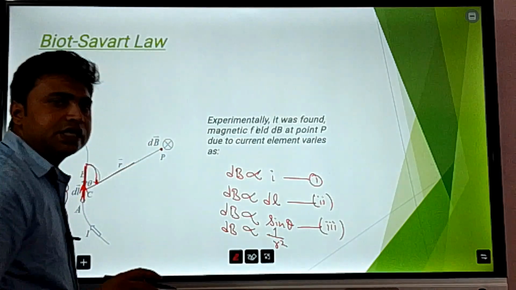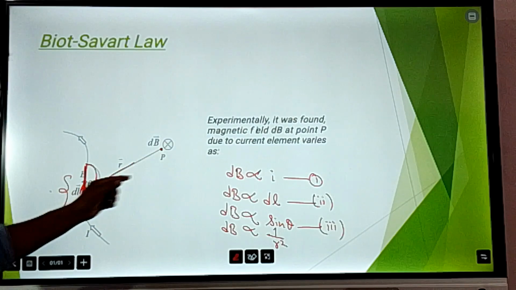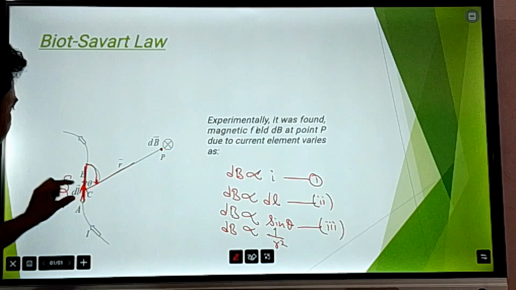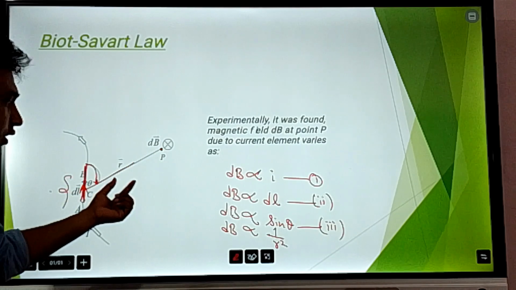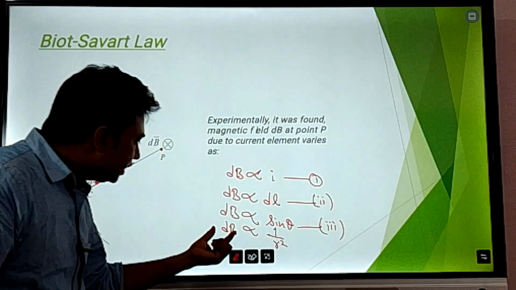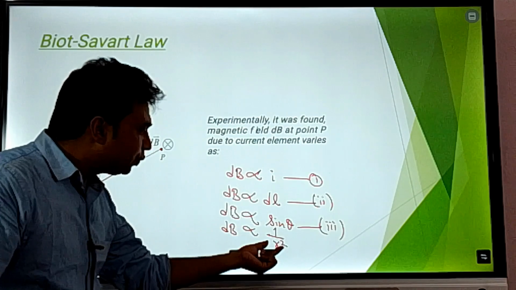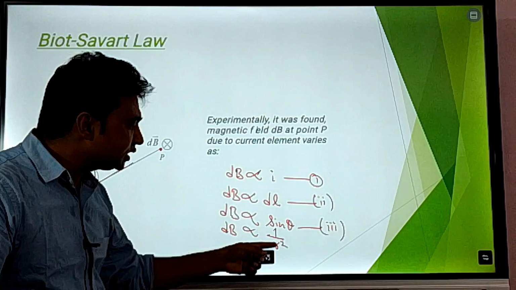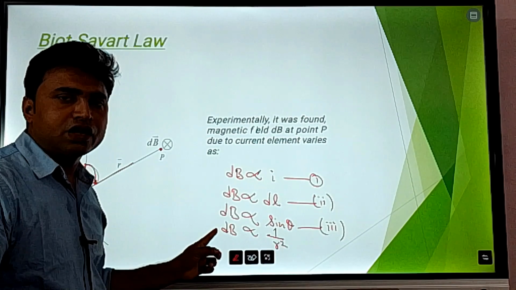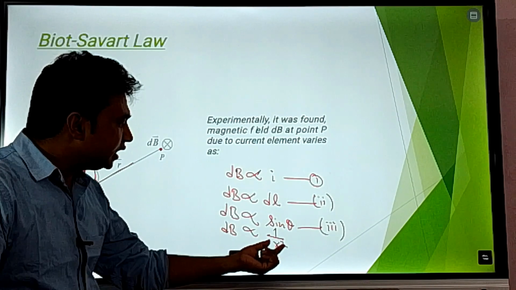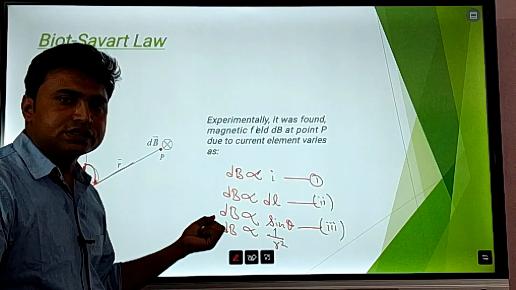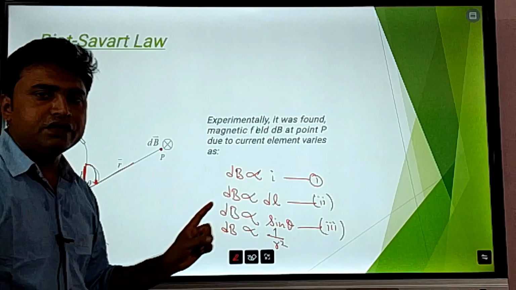And the last one: they found out that dB is inversely proportional to the square of the distance between the point P and the dl. Here the distance between the point P and the dl is r, and the magnitude of dB is inversely proportional to the square of the distance between them. It means if the distance is increasing, the magnitude of the magnetic field will decrease. If the distance is decreasing, the magnitude of the magnetic field will increase. It is an inverse relation.